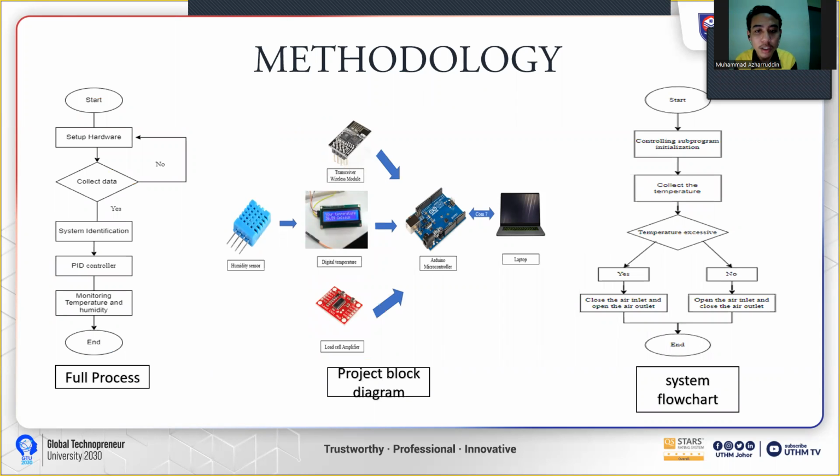For the methodology, at the left is the full process for my project. We need to set up hardware, collect data, and do system identification to generate the mathematical model for the PID controller. And lastly is monitoring temperature and humidity. So this is the project flow diagram, which is what I use in this project. After completing the project flow diagram, this is the system flow chart for the project.